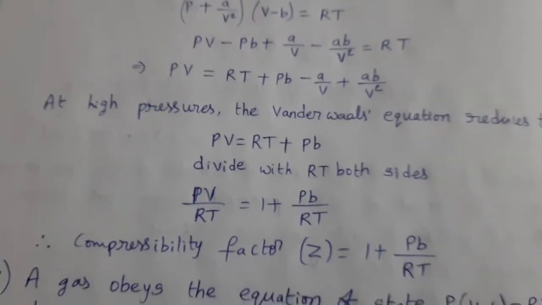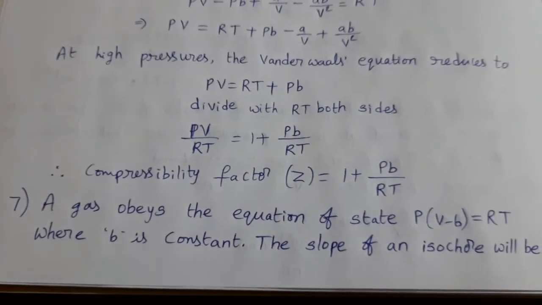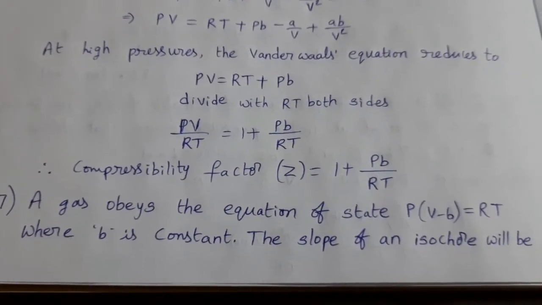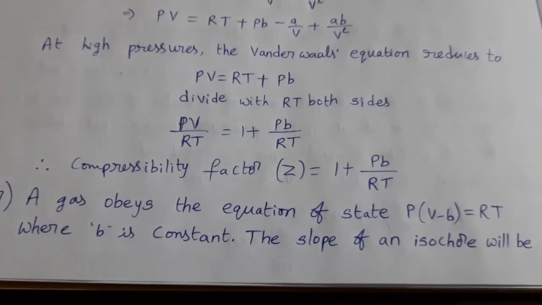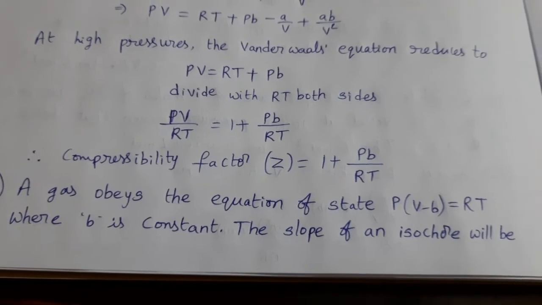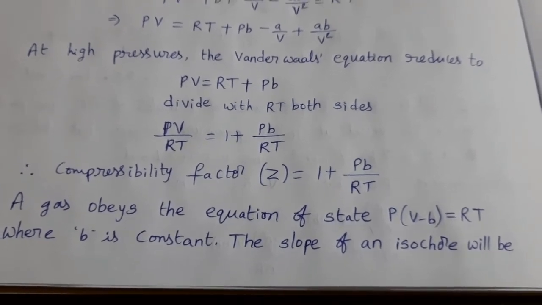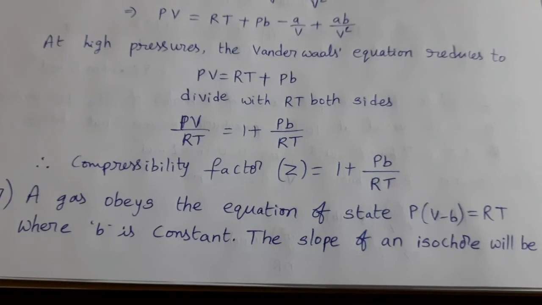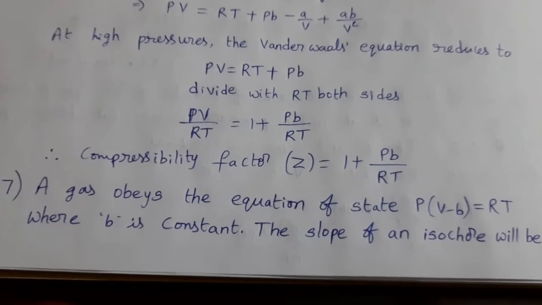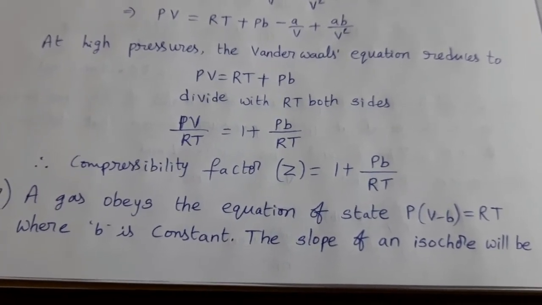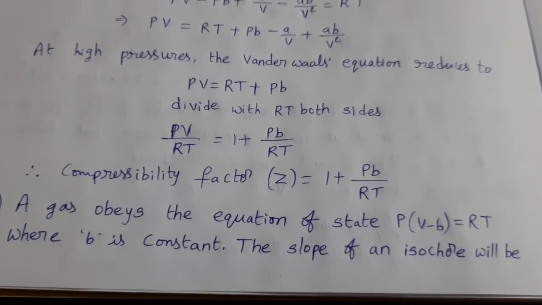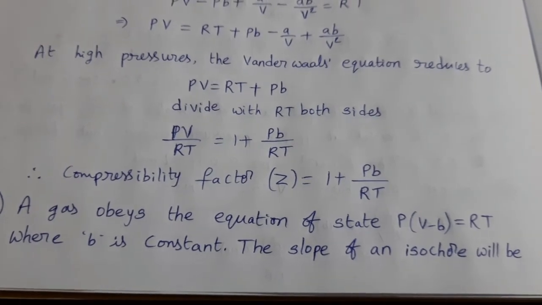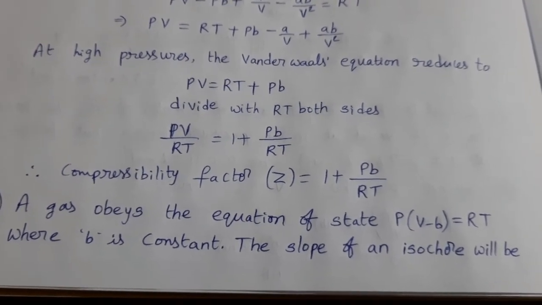Okay, students. Next, a gas obeys the equation of state P into V minus b equal to RT, where b is constant. The slope of an isochore will be. Isochore means graph is drawn at constant volume. Here b is a van der Waals constant, R is a universal constant. So what are the parameters? Pressure and temperature. These two are the variables in this given equation. Now we want slope.